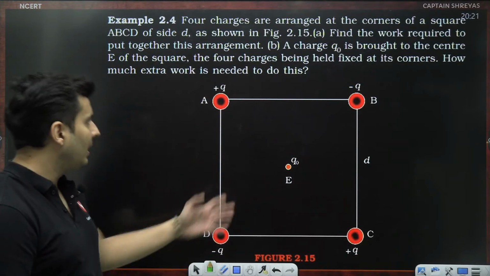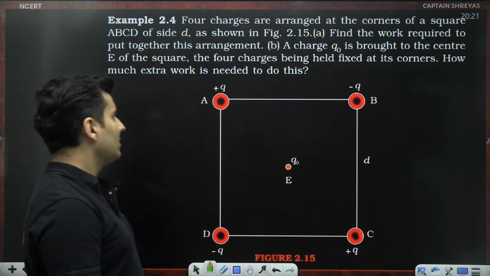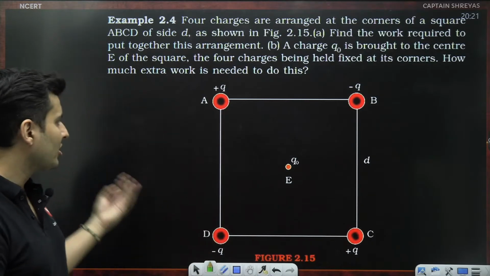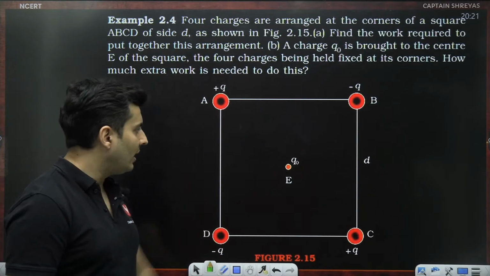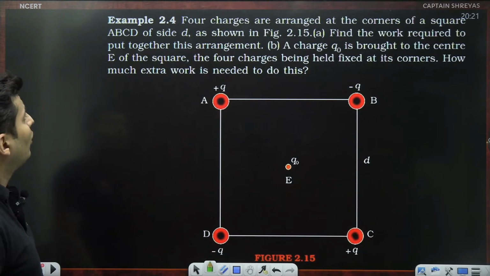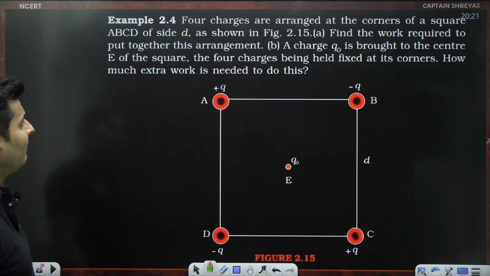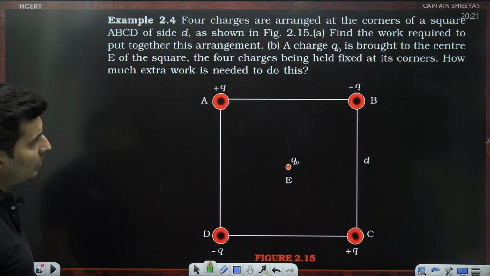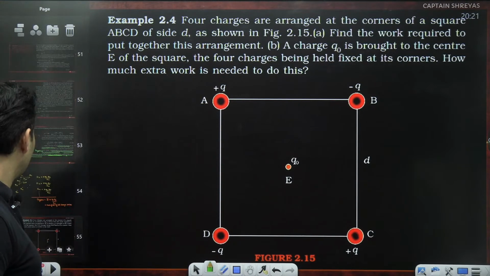As an example, they have given 4 charges at the 4 vertices of a square. I think there is also an additional charge at the center, maybe. Four charges are arranged at the corners of a square of side D as shown. Find the work required to put together this arrangement. Now if you bring a charge Q0 at the center of the square, the 4 charges being held fixed, how much extra work is needed to do this? Okay, let's do this particular question.